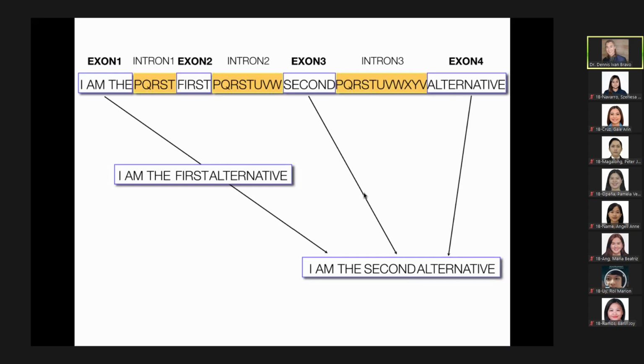So for example, humans have about 30,000 genes, a very limited number of genes, and yet humans are capable of producing more than 100,000 different types of proteins. How can we produce that many proteins if we only have a limited number of genes? Well, the answer to that is alternative splicing.